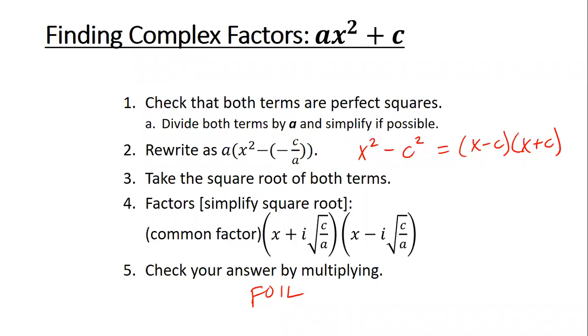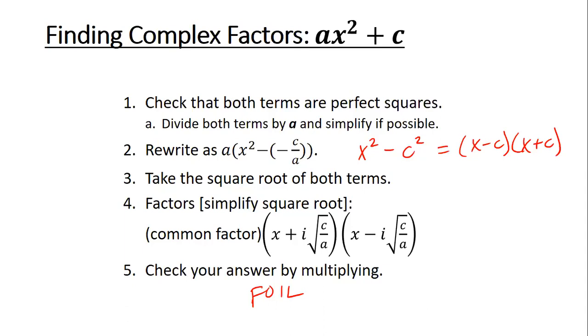If we have the expression ax squared plus c, in order to find the factors, we're going to check that both terms are perfect squares. And if not, then we're going to divide both terms by a and see if it helps us through simplifying, if possible.